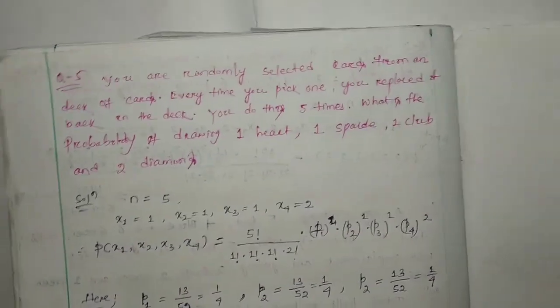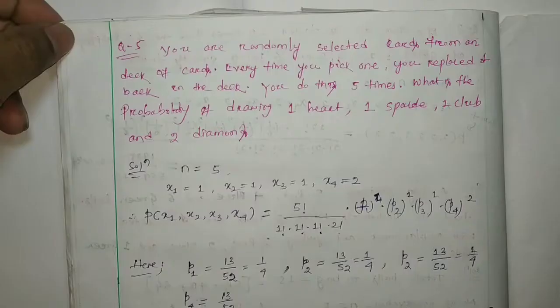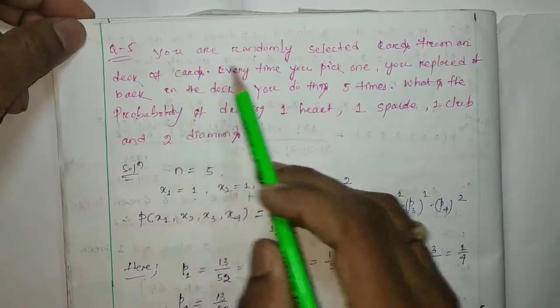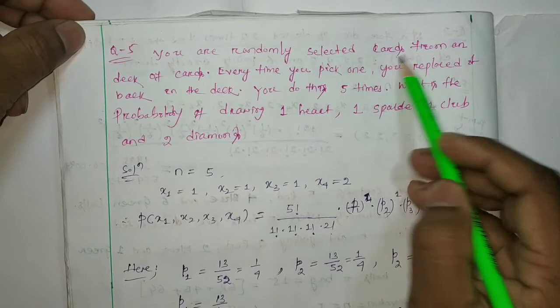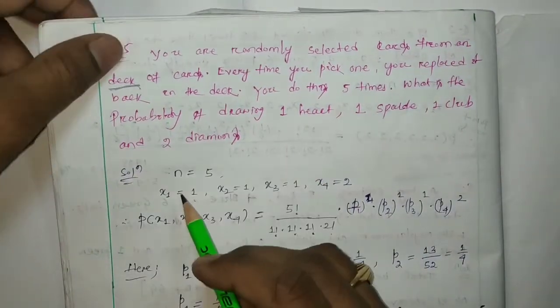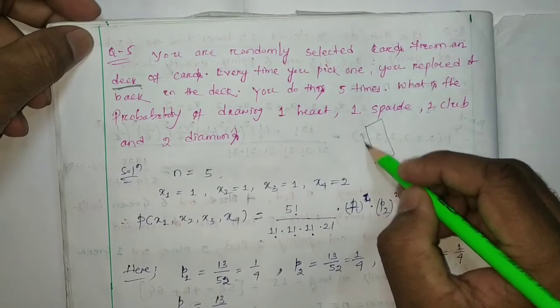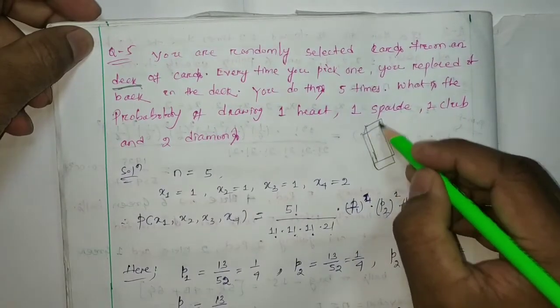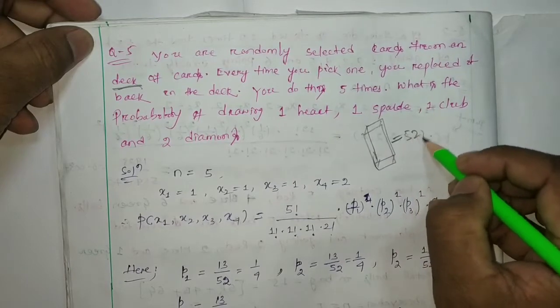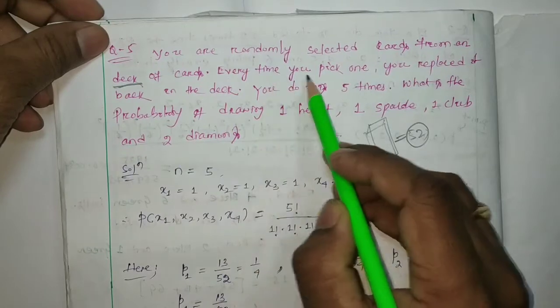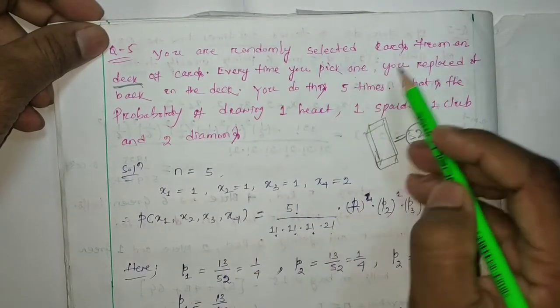So we have to go for the next question, question number 5. The question is: you randomly select cards from a deck. Here in a deck or packet of cards, we know that the total number of cards is 52. Every time you pick one, then you replace it.